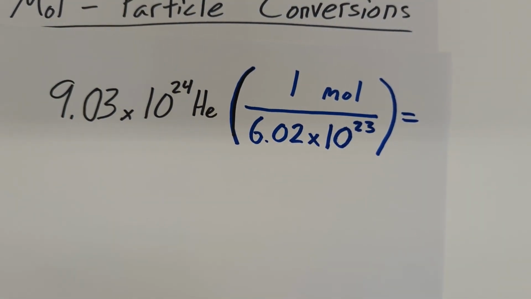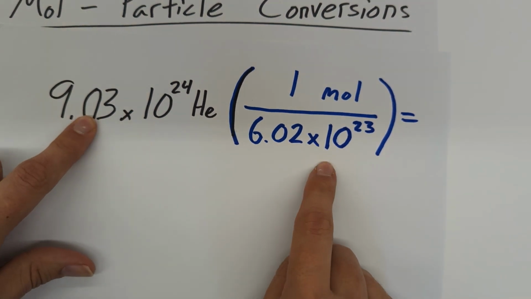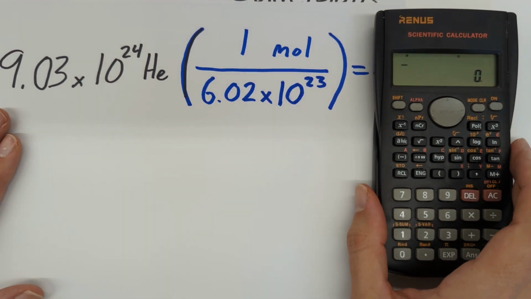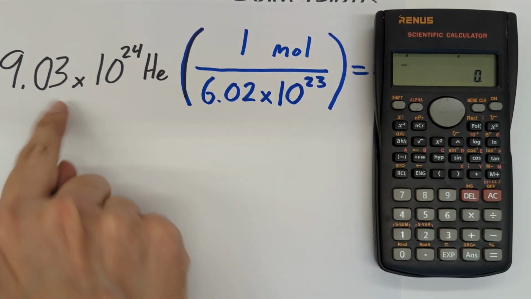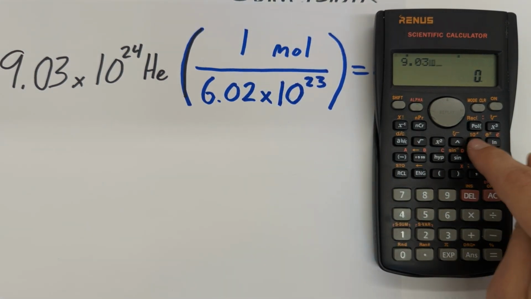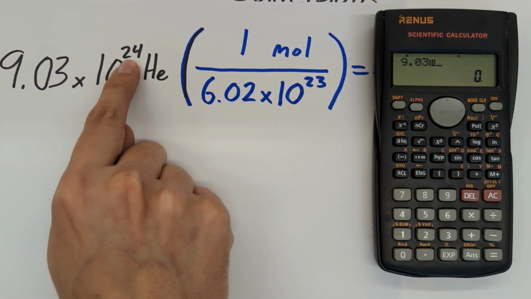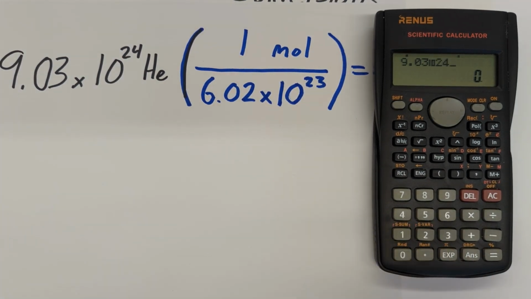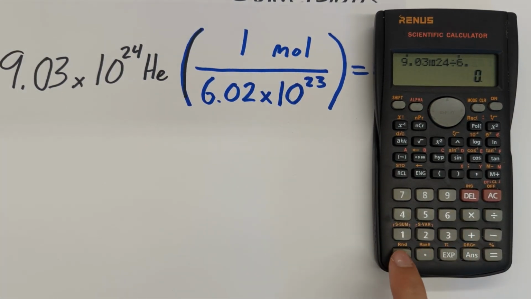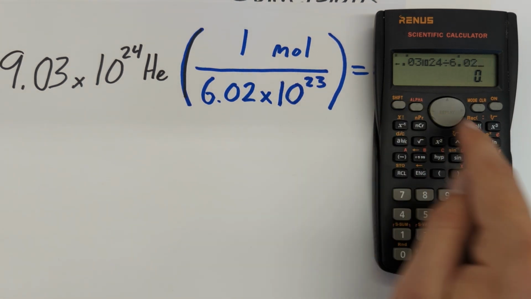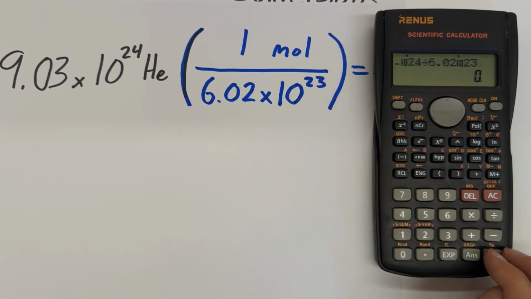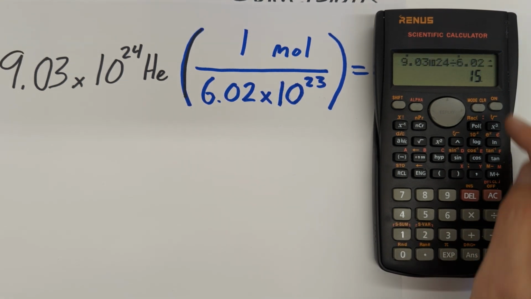And all I've got to do here is this becomes a division problem. So first we will put in the number we're given, how many atoms of helium, 9.03, shift, log for that 10. And then our exponent here is 24, so I've got to push 24. Divided by Avogadro's number, so 6.02, shift, log, 23, equals 15.